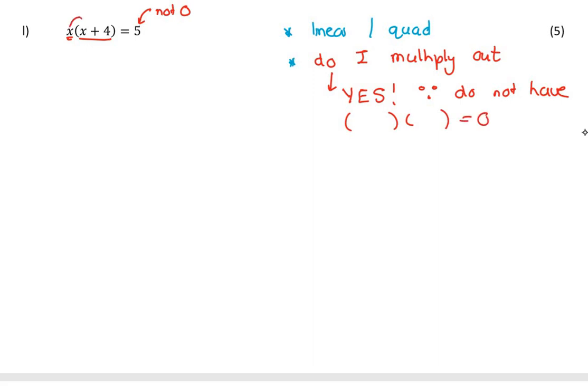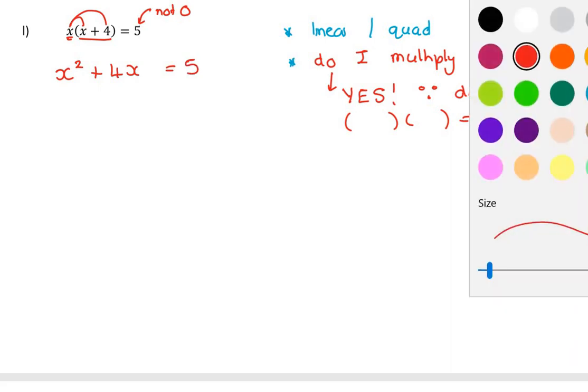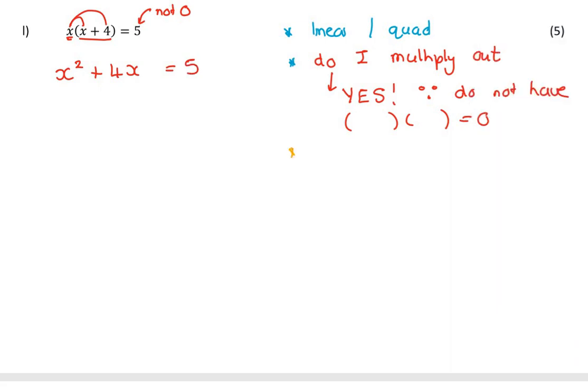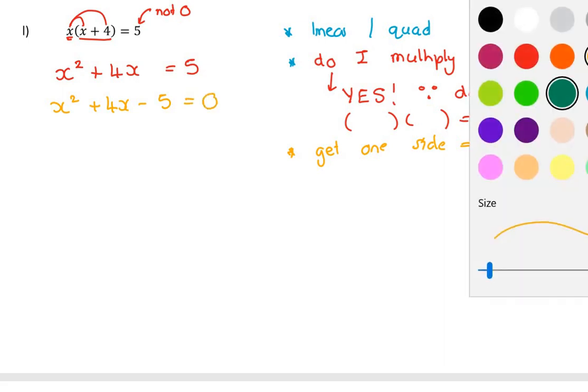So I'm going to say x times x, which is x squared. So the moment I do that, I know it's quadratic. Plus 4x equals 5. So I have multiplied out. Now I still haven't fulfilled my first step. My first step is get one side equal to 0. So I'm a little bit closer to that, but not yet. So I'm going to subtract 5 on both sides. So it's minus 5 equals 0. And now I'm going to factorize.